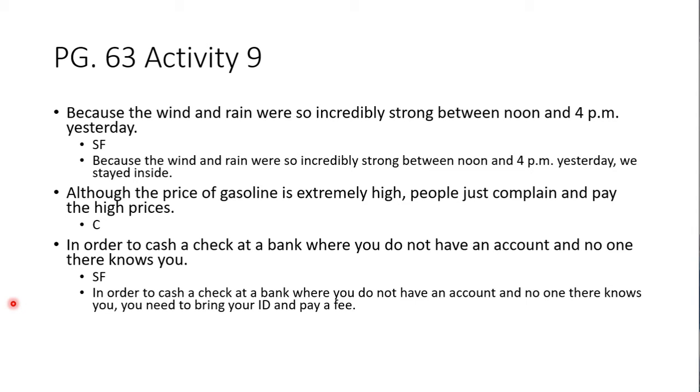So this is the one I did. In order to cash a check at a bank where you do not have an account and no one there knows you, you need to bring in your ID and pay a fee. Again, you can add that either before or after, so you can also say you need to bring your ID and pay a fee in order to cash a check at a bank where you do not have an account, blah, blah, blah. And then, again, the only difference is if you put the independent clause first, then you don't need a comma to combine the two sentences.